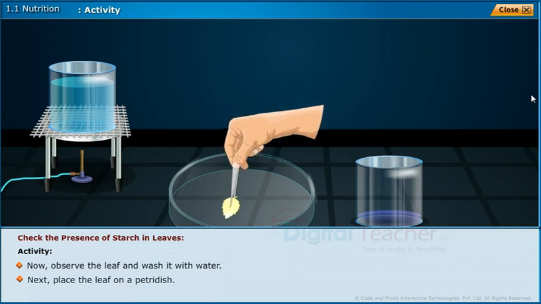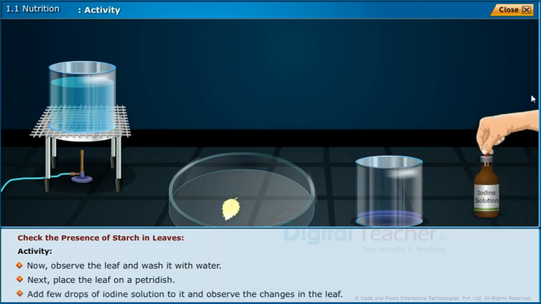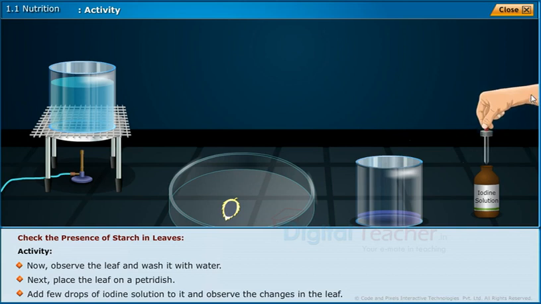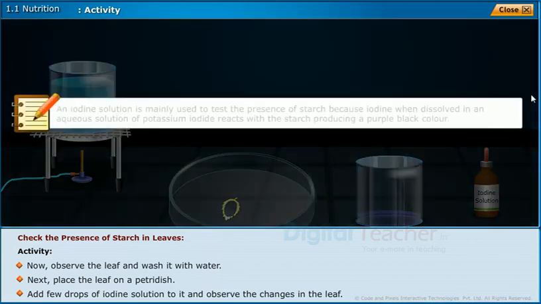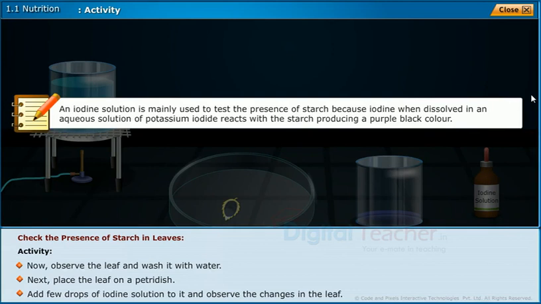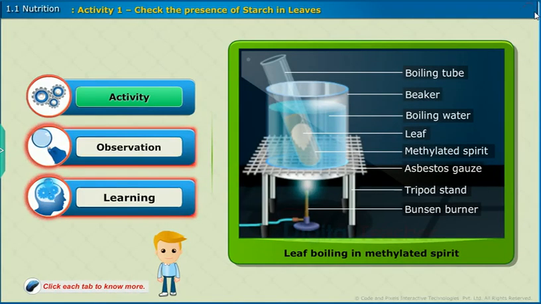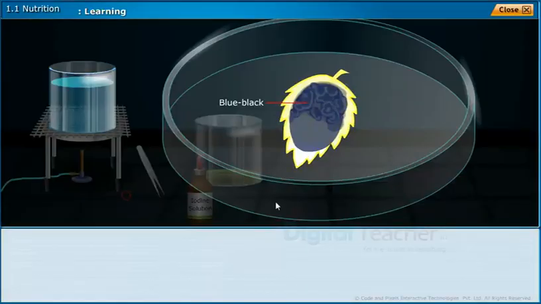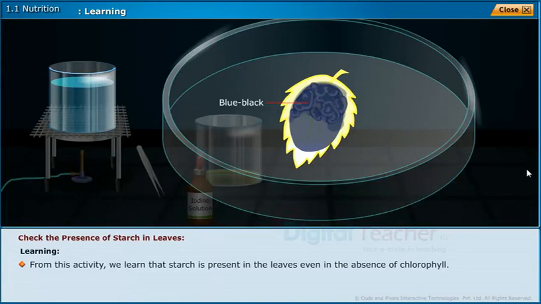Next, place the leaf on a petri dish. Add a few drops of iodine solution to it and observe the changes in the leaf. It is observed that parts of the leaf turn blue-black in color, indicating the presence of starch. From this activity, we learn that starch is present in the leaves even in the absence of chlorophyll.